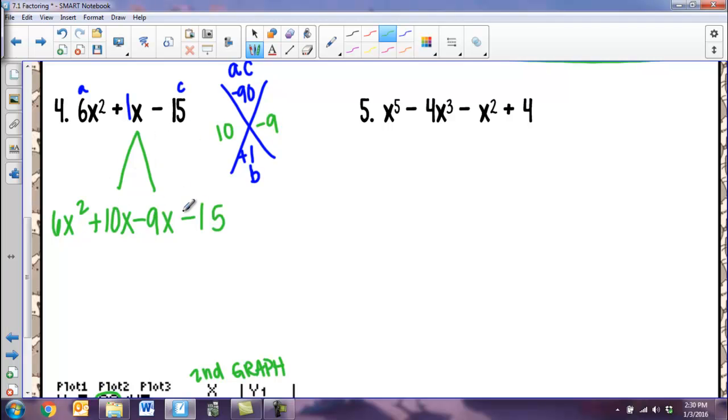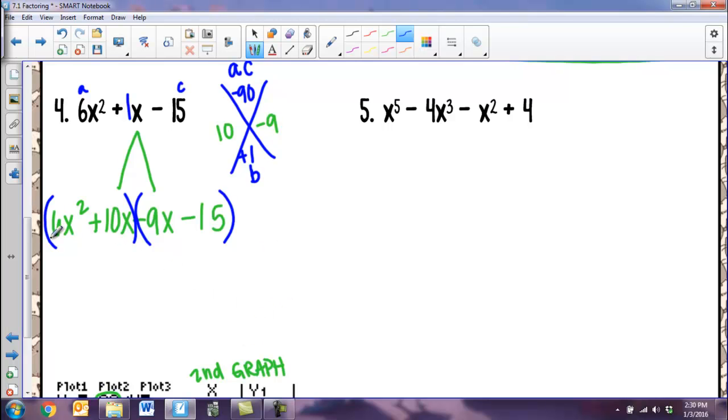This still adds up to be the same expression that it was, it's just now a little bit longer. And this is the point where we group. So what we're going to do here is take the first 2 terms and group them together, and take the second 2 terms and group them together, and then just look for the GCF.